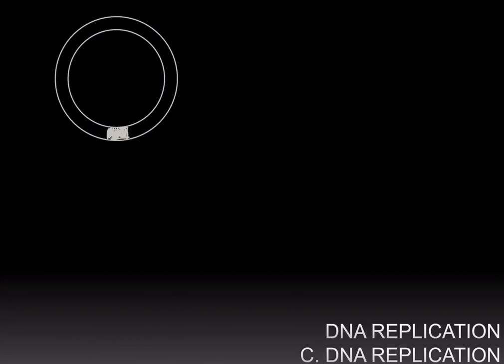Let us consider the process of DNA replication using a circular bacterial chromosome as an example. The replication of linear chromosomes is going to be very similar, with one prominent exception that we will discuss later.